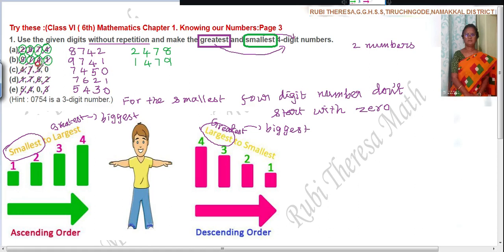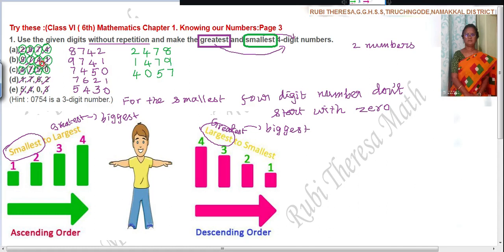Compare these 3 numbers. Among these 3 numbers, which one is the smallest? 4 is the smallest. Leaving out the 0, you compare the remaining digits. So 4. After writing this number, immediately you write 0. Next you compare the remaining numbers. What is it? 5. Next one is 7. Do you follow?